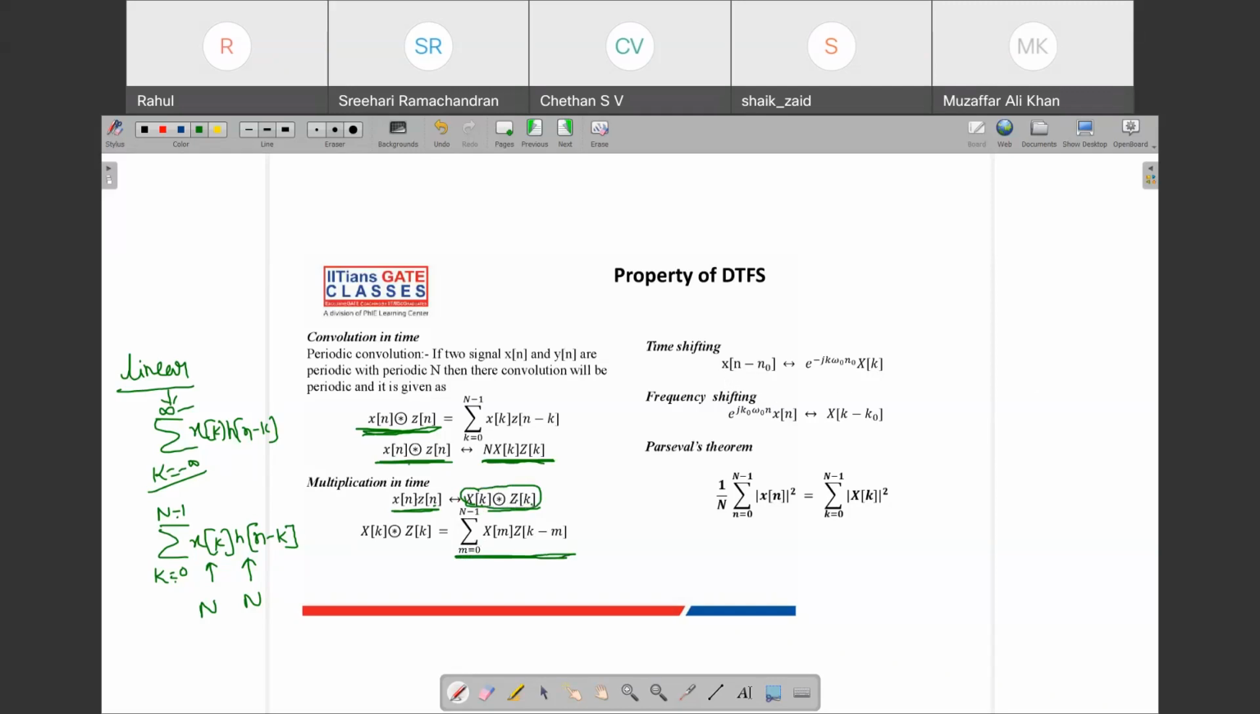Next is time shifting. Again, it is very similar to what we have seen in the Fourier transform. In the frequency domain, you just multiply by e to the power j k omega naught n naught.